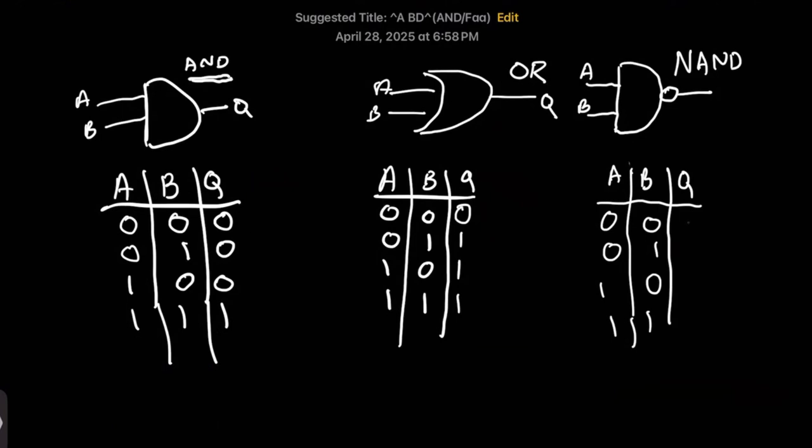So if it's 0, 0, 0, it's 1, 1, 1, 0. So it's 1 in any case except two ones. It is the opposite of an AND gate, right? An AND gate will tell us all zeros except for the last case. NAND is the opposite.